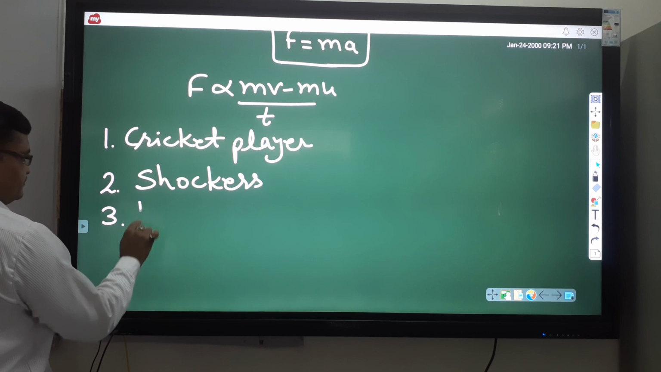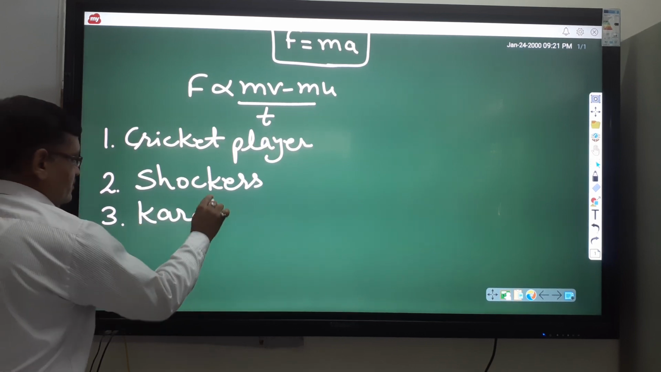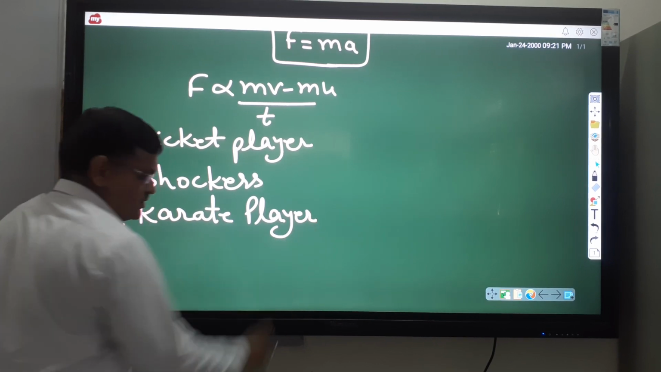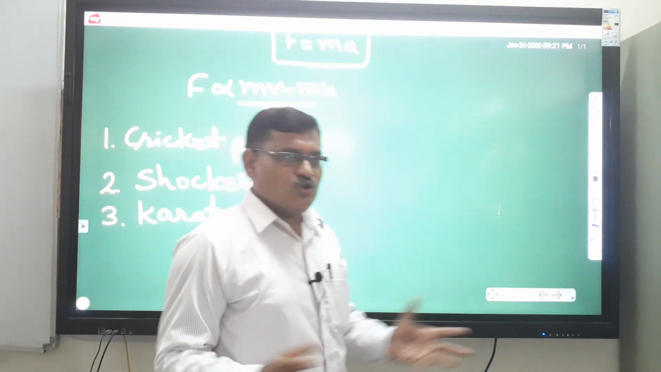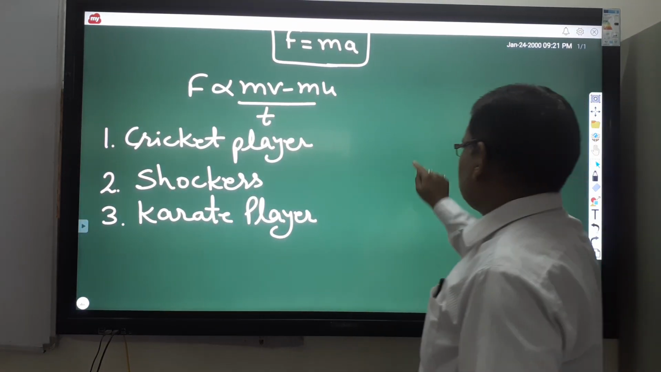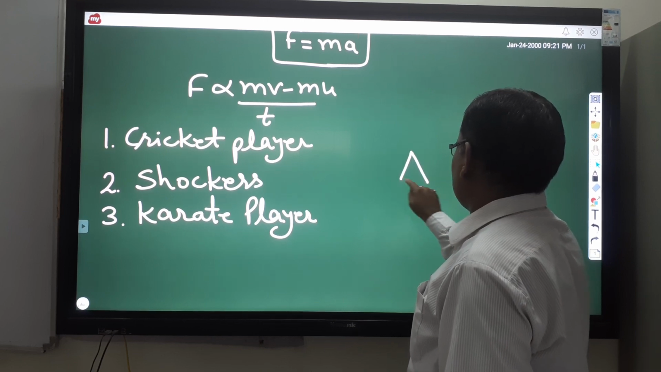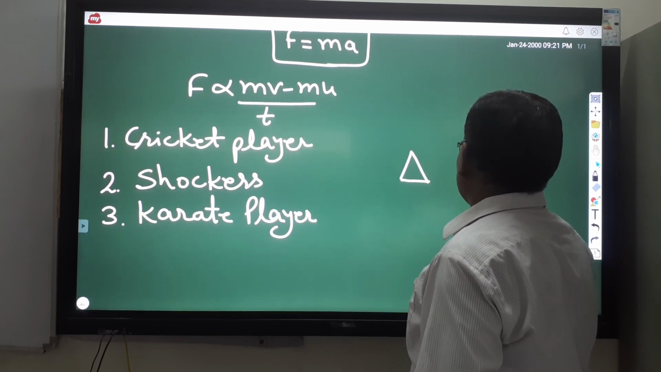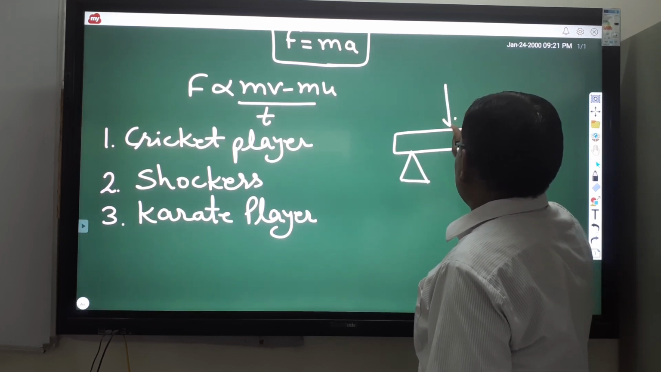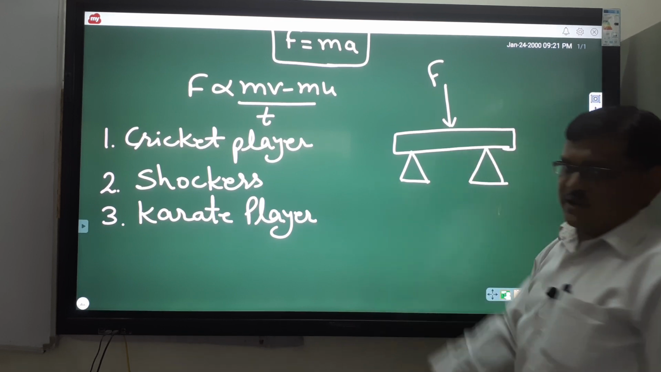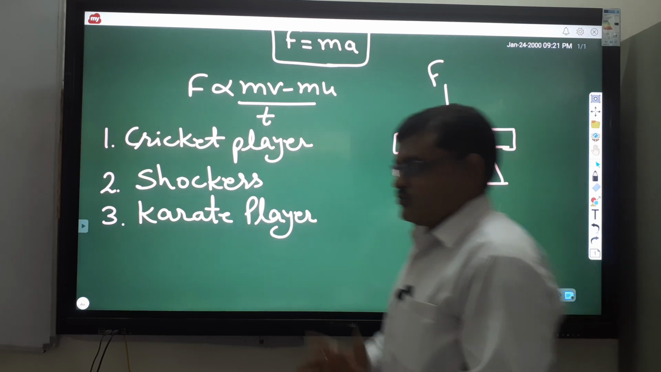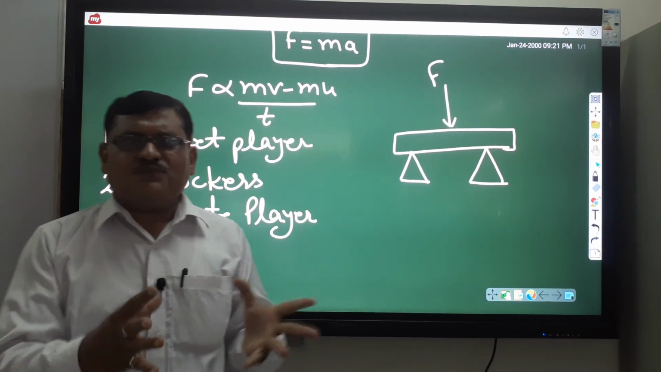Third is karate player. You have seen a karate player apply force on an object. Suppose this is a support, and this is again a support, and some brick is lying over it. Then force is applied by the karate player on this brick, and the brick is broken down. Why does it happen? Do you think the karate player has an infinite amount of force?